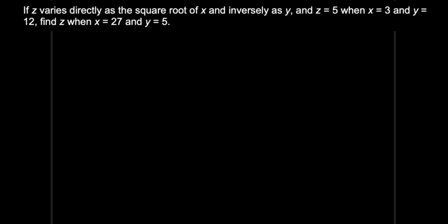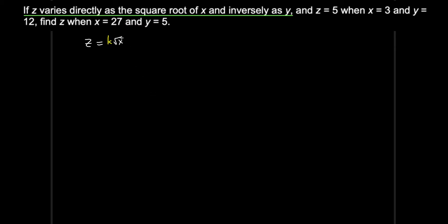So the first thing that you want to do is interpret the first phrase, which is this one here: z varies directly as the square root of x and inversely as y. So what does that mean? That means that we can express z as varying directly as the square root of x. Directly means that the constant of proportionality will multiply the square root of x, right?